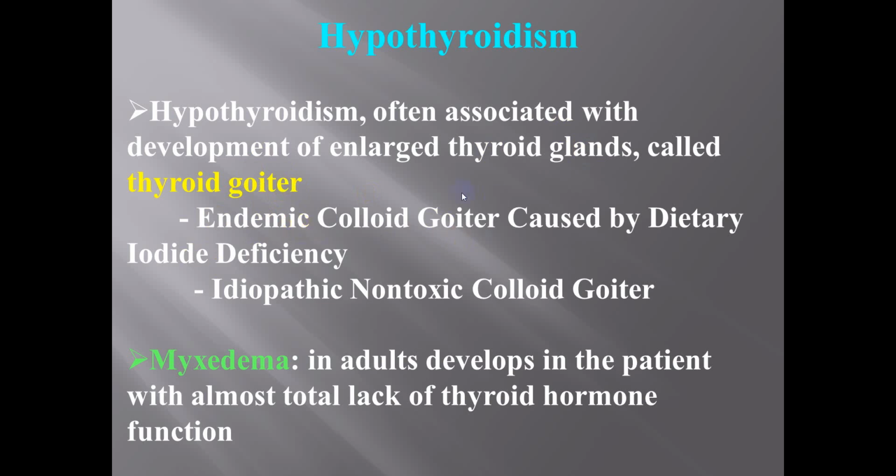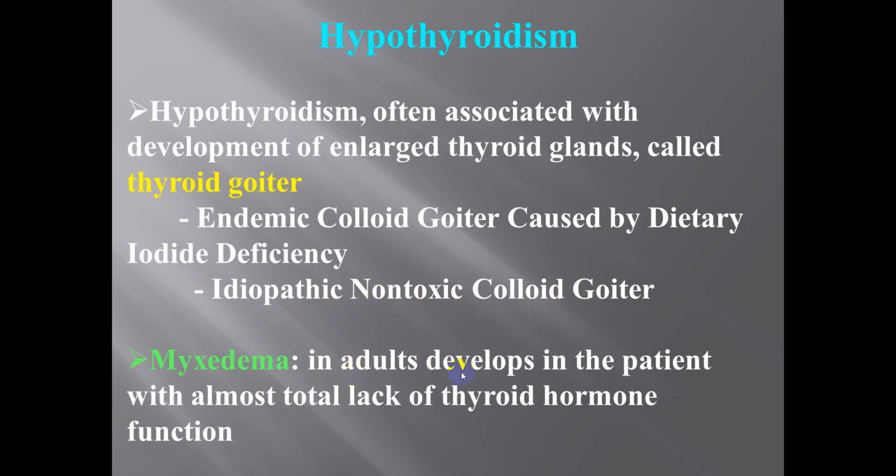Endemic colloid goiter is caused by dietary iodide deficiency, meaning the cause is iodide deficiency. Idiopathic non-toxic colloid goiter: sometimes it is not due to iodide, but there is a certain disease in the colloid, so it is non-toxic.